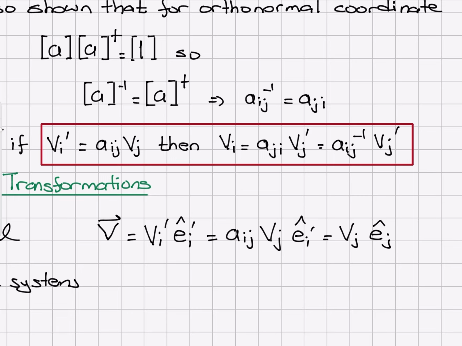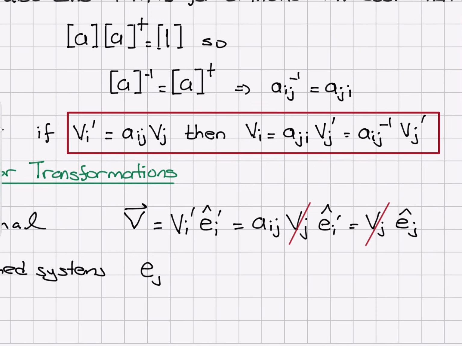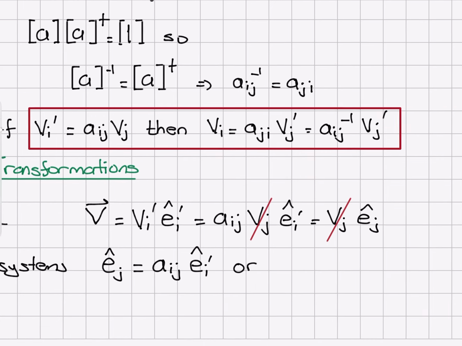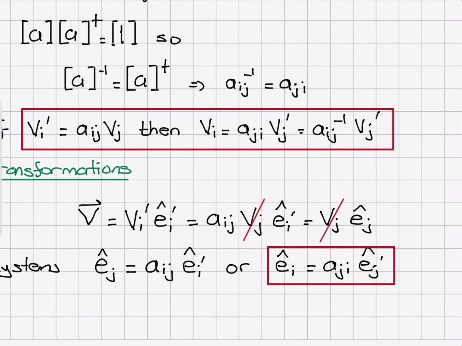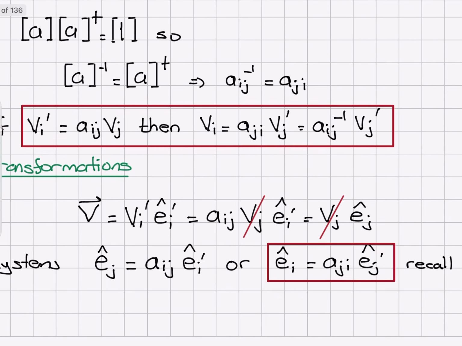Now you can see that I have v_j's on both sides, so v_j's will disappear, and I will find that this implies the unprimed basis vectors e_j hat are a_ij e_i' hat, or if I recall j as i and i as j, e_i hat is equal to a_ji e_j' hat. That's when I recall j as i and i as j.